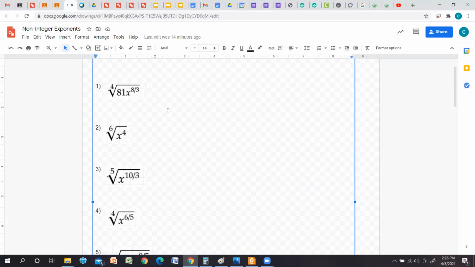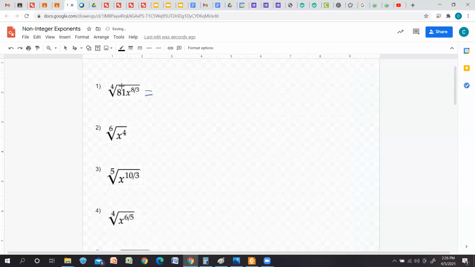Again, the first step is to write any roots as the denominators of exponents. So for this first one, notice it's a fourth root. First I'm going to rewrite this just as it is. Then I'm going to change that fourth root into a 1/4 root. Then I have to think, okay, for each part of this expression, each factor, I have to apply a 1/4 root.